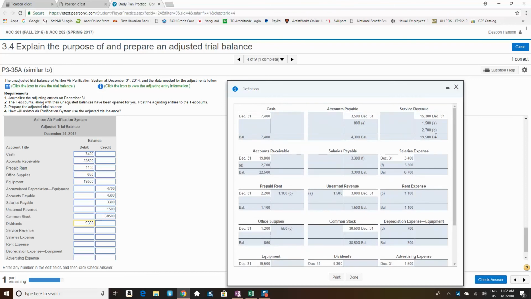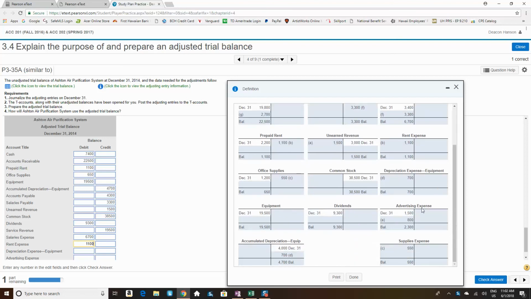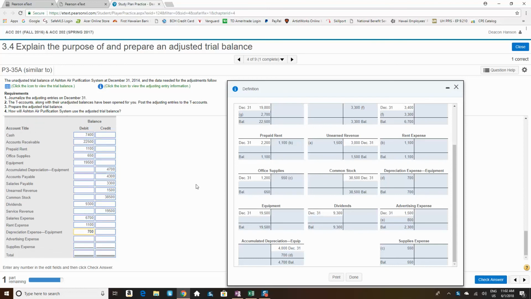Service revenue swings back to the credit side now, 19,500. I'm just pulling it from the ledger. Salaries expense, debit of 6,700. Rent expense, debit of 1,100. Depreciation expense, debit 700. Advertising expense, debit 2,300. And supplies expense, debit 5,500.